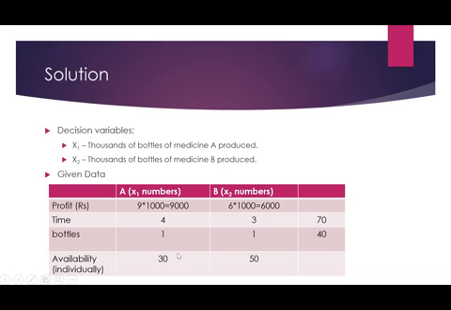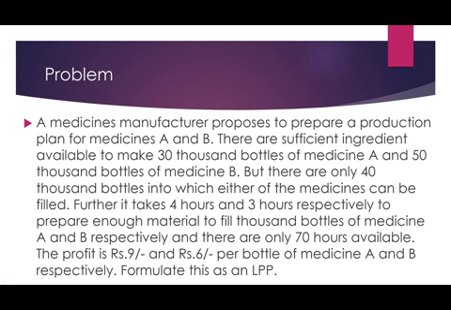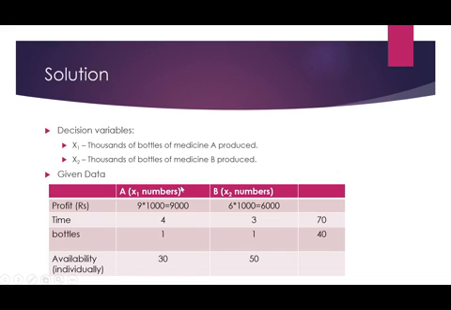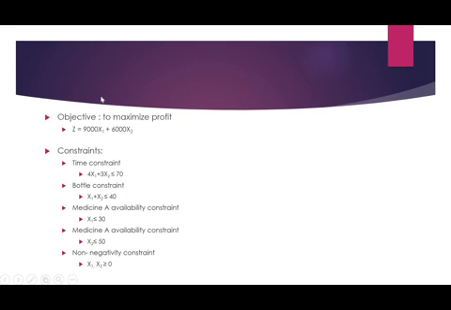Clear? Now coming to the availability part that we saw here, individual maximum availabilities. So I am specifying it availability which are individually mentioned. Medicine A maximum 30, medicine B maximum 50. So how do we write it as constraints? We will just have a look now.